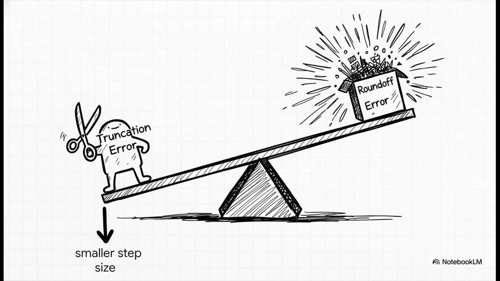And here's the really tricky part. These two errors are often in a tug of war. For example, if you're calculating a derivative numerically, using a smaller step size, h, will reduce your truncation error. That's good. But if you make h too small, you end up subtracting two numbers that are almost identical, which can cause your round-off error to absolutely explode.